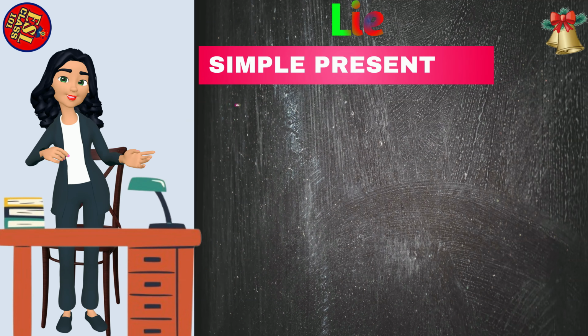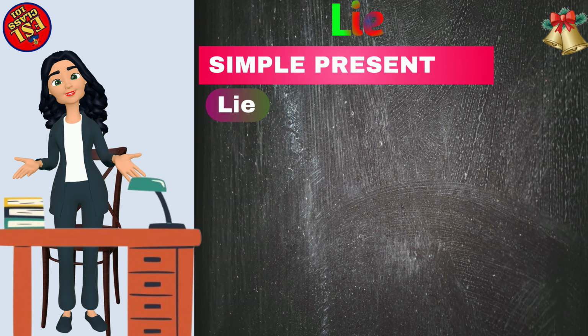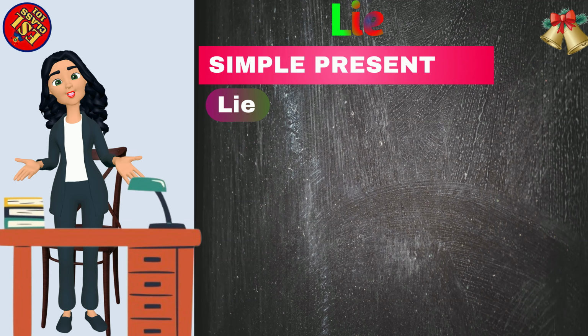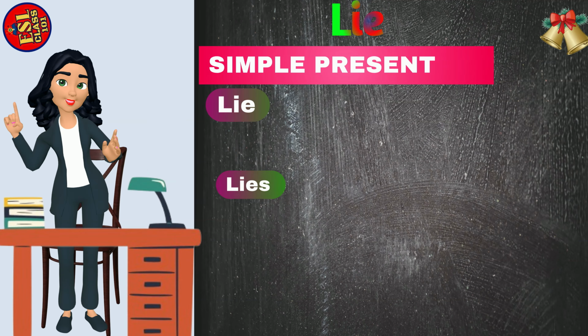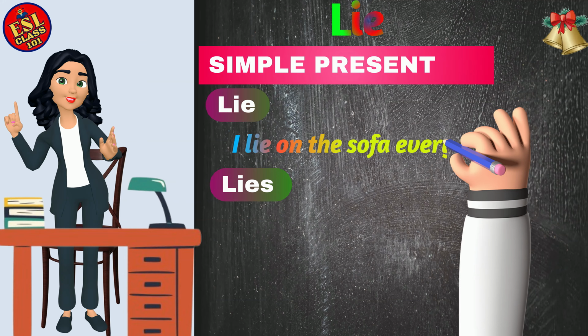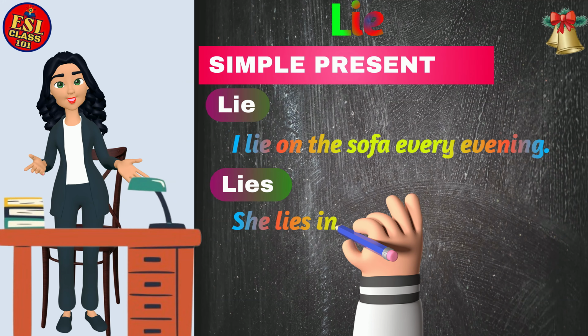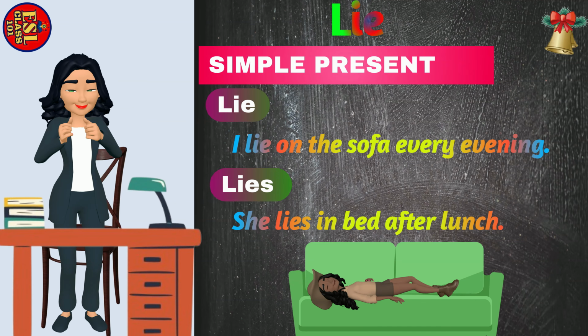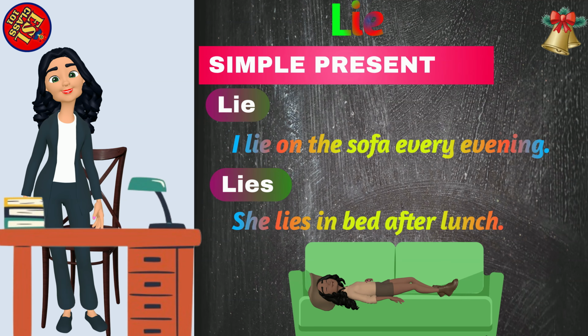In the simple present tense, the base form is lie. For third-person singular subjects, he, she, or it, we add s to form lies. For example, I lie on the sofa every evening. Or, she lies in bed after lunch. Oh, that is not a bed, it is a sofa.